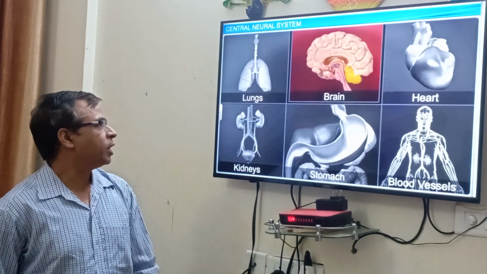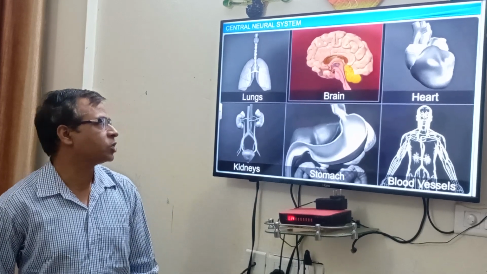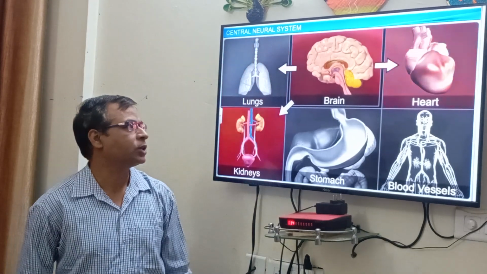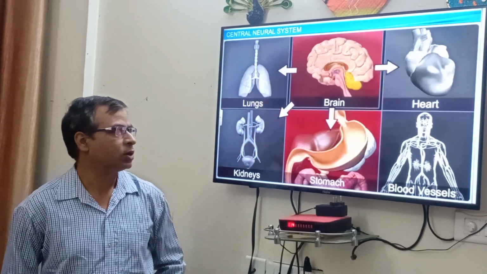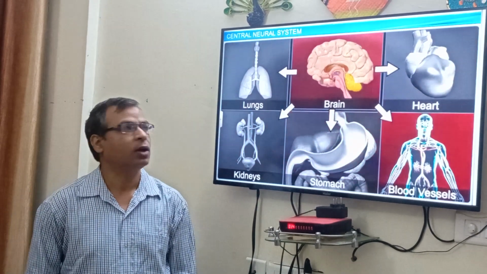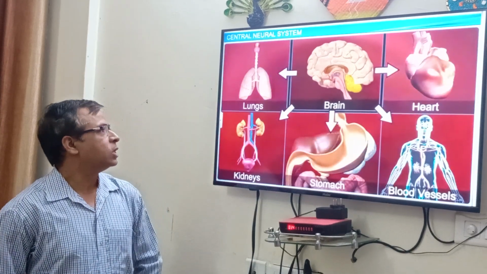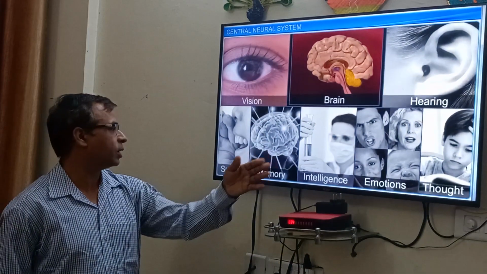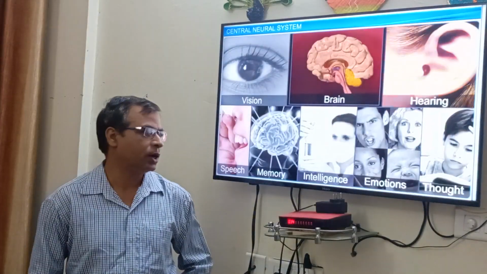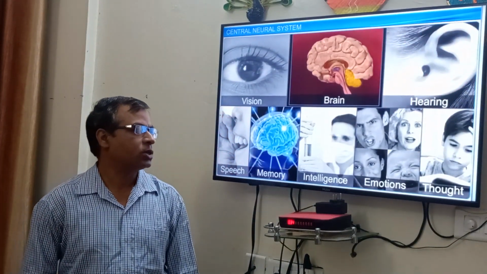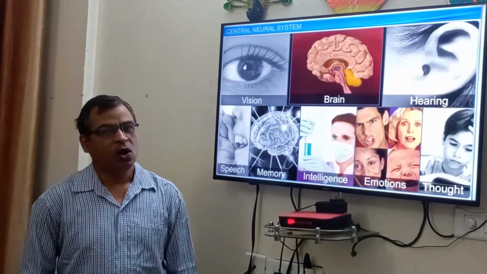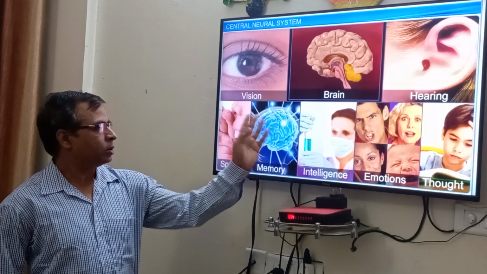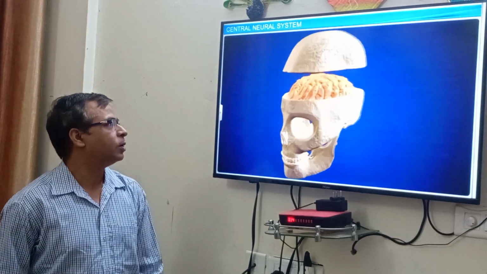It controls the voluntary as well as involuntary functions of the lungs, heart, kidneys, stomach, blood vessels, meaning different organs. They all are controlled by the brain. This also includes different processes like vision, hearing, speech, memory, intelligence, emotions, love, and thought. These functions are all controlled by the brain.